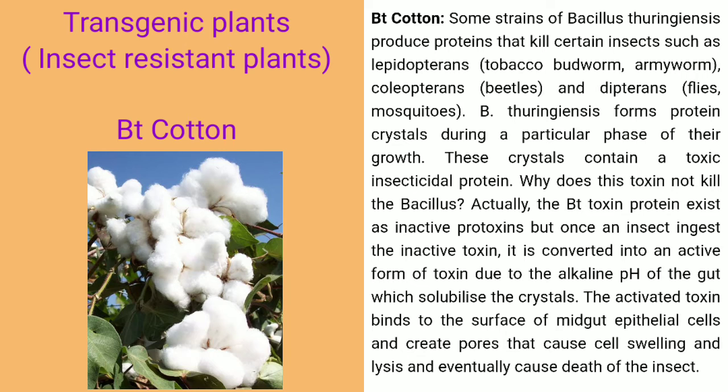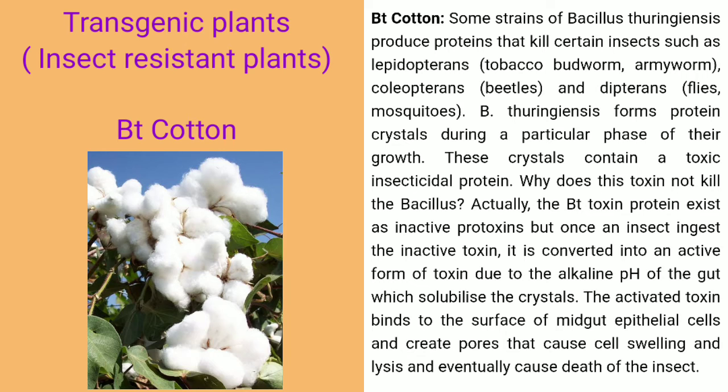And this Bt cotton produces a protoxin in the cotton plant, which remains in an inactive, crystalline state. This gene, which is normally present in Bacillus thuringiensis, produces this endotoxin called the cry protein. So this was genetically engineered and brought from the Bacillus thuringiensis bacteria to the cotton plant. And such cotton plants are called Bt cotton.